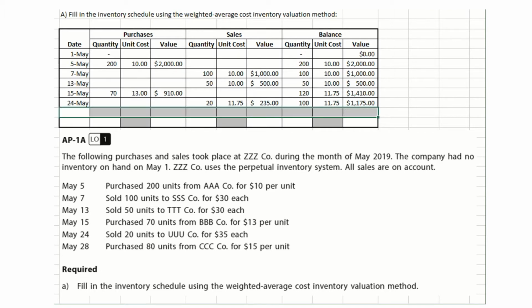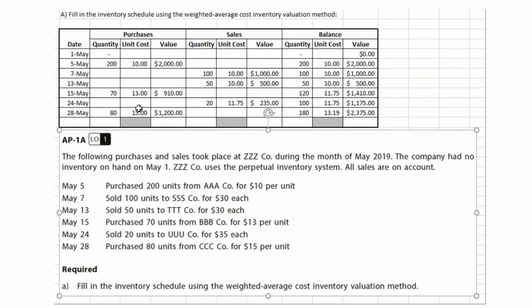Last item, we purchased 80 units for $15 a unit. Similar to the May 15th transaction, we have 80 units at $15 each, $1,200 in cost. Our balance then is 100 units plus the 80, to be 180. Our value is $1,175 plus $1,200 to equal $2,375. Our unit cost then is the $2,375 divided by the 180, otherwise known as $13.19.